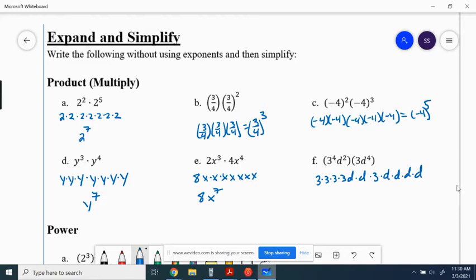All right, so what do we have here? We have 1, 2, 3, 4, 5 threes. So this is going to be 3 to the fifth power. And then we're going to add up our d's. We got d, 1, 2, 3, 4, 5, 6. So this is going to be d to the sixth power.